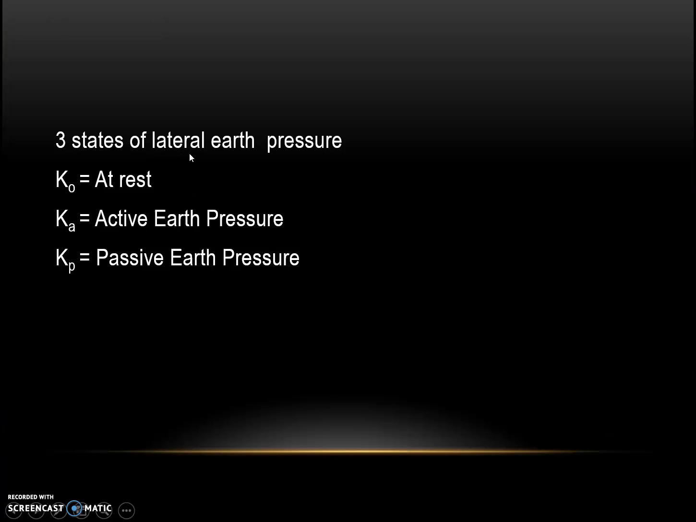There are three states of lateral earth pressure. First one is K0, which is at rest condition. Next is Ka, active earth pressure, and Kp, passive earth pressure.